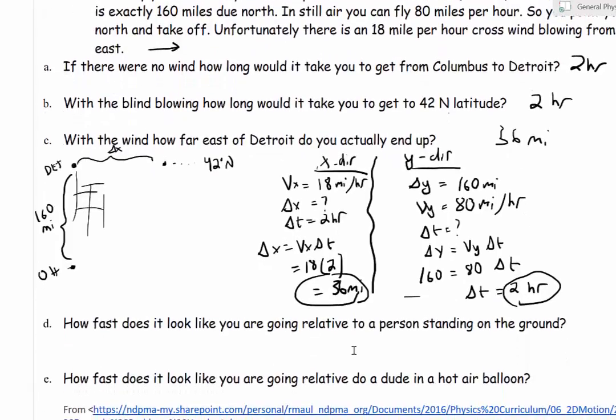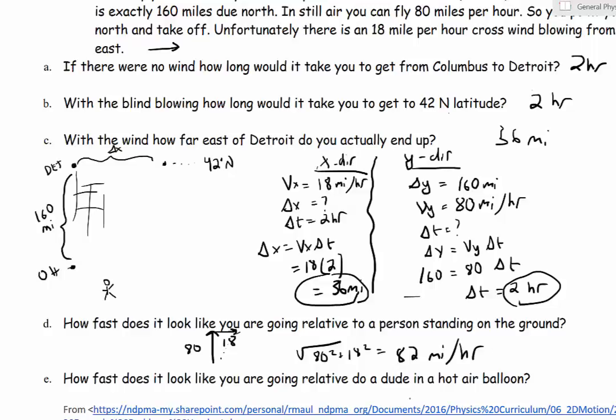How fast does it look like you're going relative to a person standing on the ground? So if I look at someone standing on the ground over here, let's say I'm watching this plane go by. I see it going north with a y velocity of 80 miles per hour, and I see it being blown to the right at 18 miles per hour, and so I can find that the hypotenuse is going to be the square root of 80 squared plus 18 squared. That's going to be 82 miles per hour.